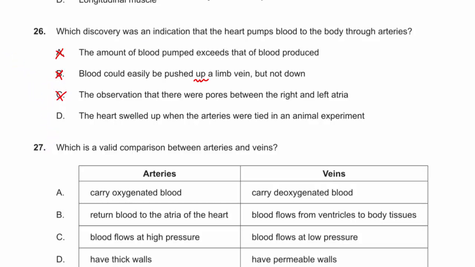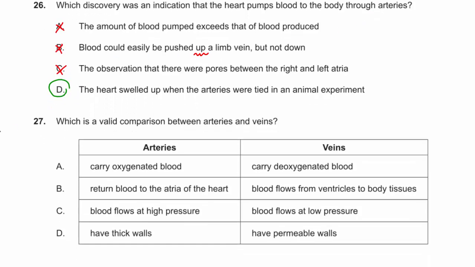So the correct alternative here is the heart swelled up when the arteries were tied in an animal experiment. And the reason that the heart swelled is that all the internal valves in the heart are one way, pointing towards the arteries. So if you clamped the arteries, then the blood would have nowhere to go because it wouldn't go back because of the one-way valve. So this seems very true.